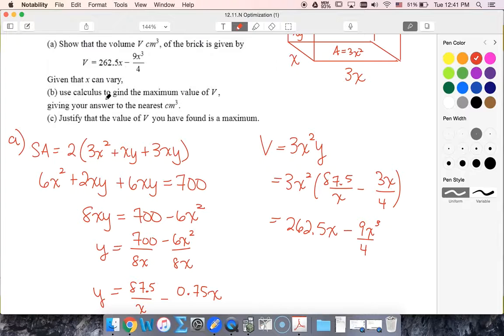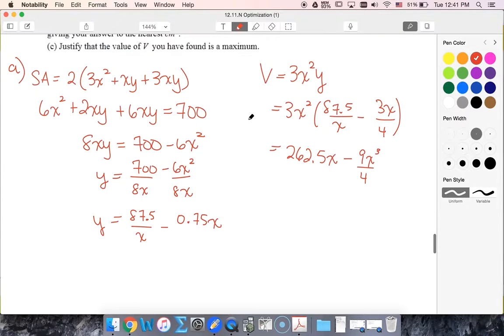Use calculus to find the minimum value of V. Give your answer to the nearest cubic centimeter. Well, I know that that means that I'm going to take dV/dx and set it equal to 0. This derivative: 262.5 minus 3 times 9 is 27 over 4, because that over 4 is there, x squared. Make that equal to 0.